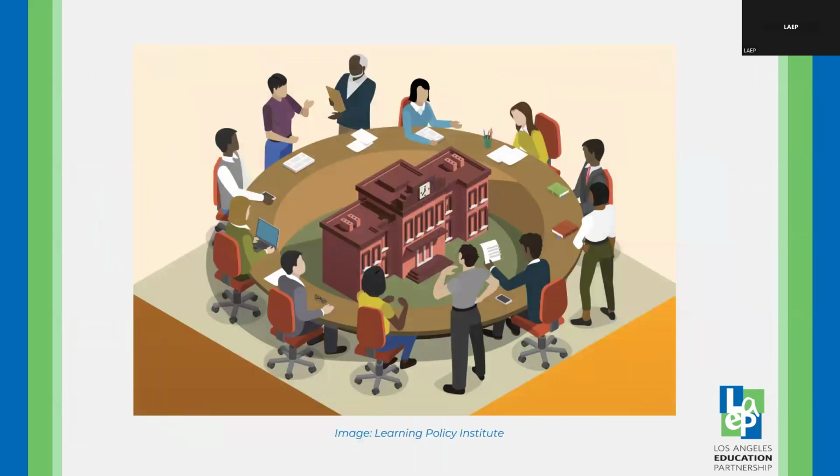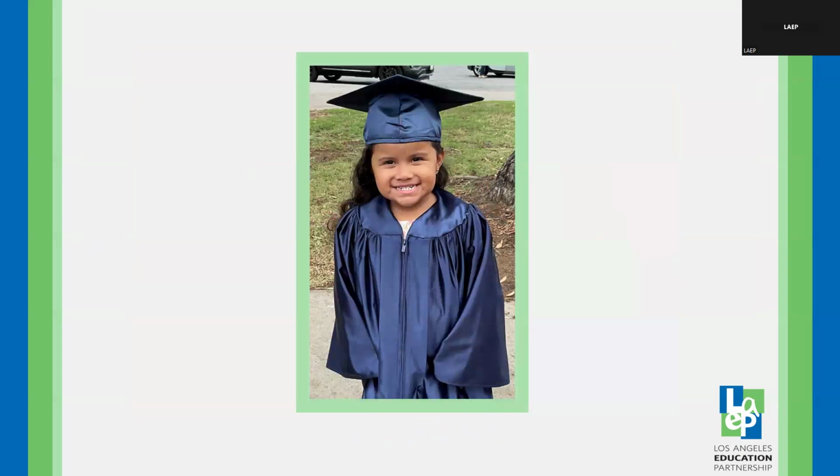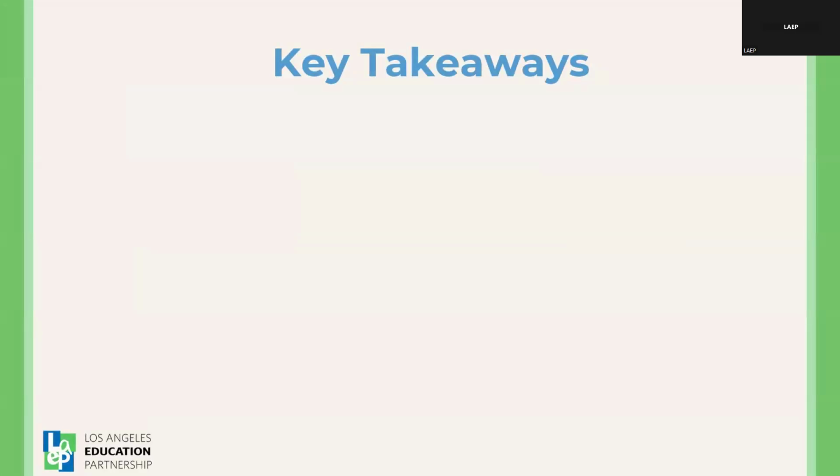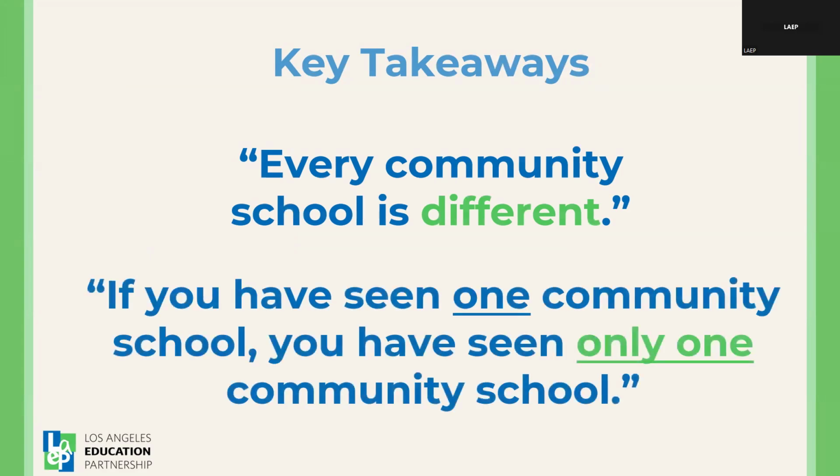Imagine a school where you, your families, community members, and school leadership and staff all gather and decide together on how the school can set you up for success and help you thrive. A key takeaway to remember is that every community school is different. Your community school will look different from any other because your community and its needs and collective assets are different from another's. So if you've seen one community school, you've seen only one community school.